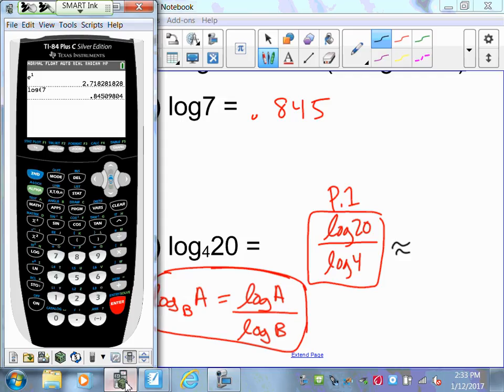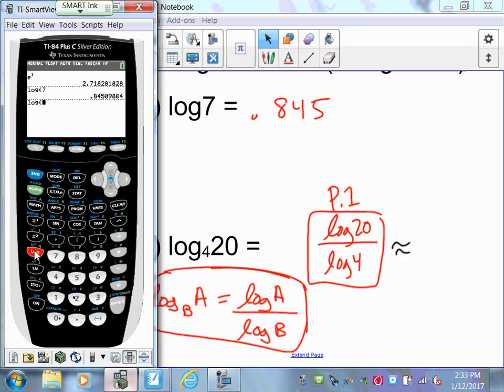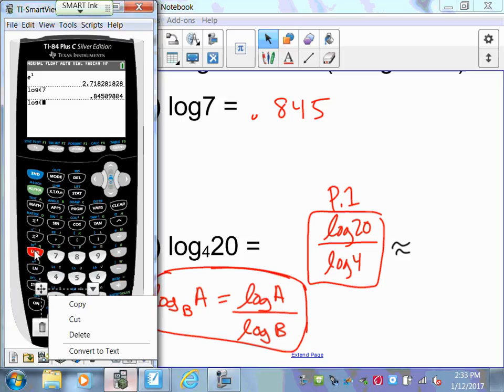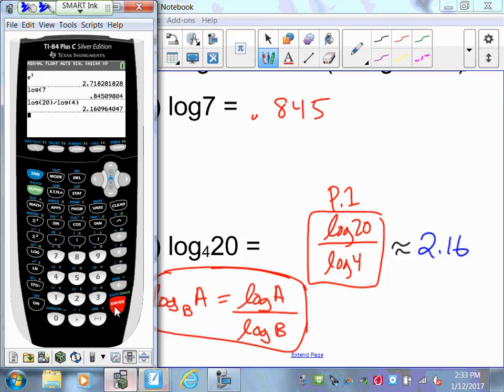Log 20 divided by log 4. I hope that did it right. Did it do it? 2.16. Now, I know some of you still think that's log 5. Type in log 5. It's not log 5!